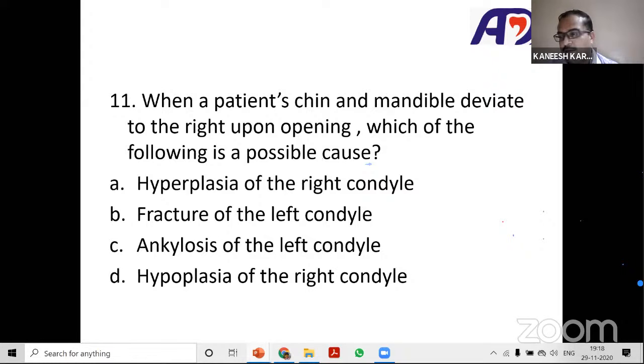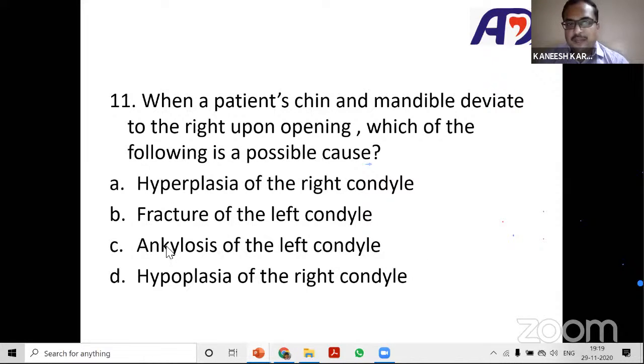Okay. I can see multiple responses. First we will decide which side. Here there are two right and two left answers. So the patient's chin and mandible deviate to the right upon opening. Right upon opening means the right side is the affected side. Mandible always moves towards the affected side. So the right side is the affected side.